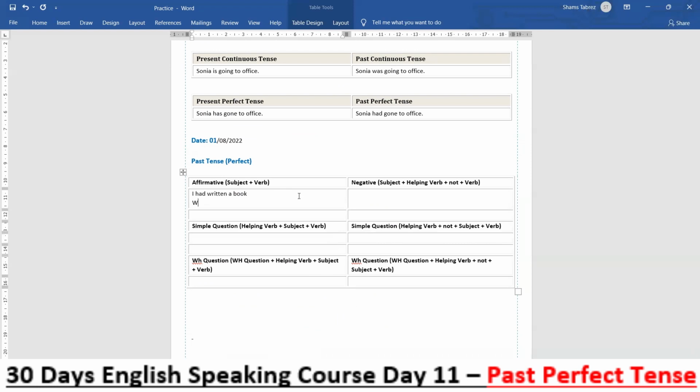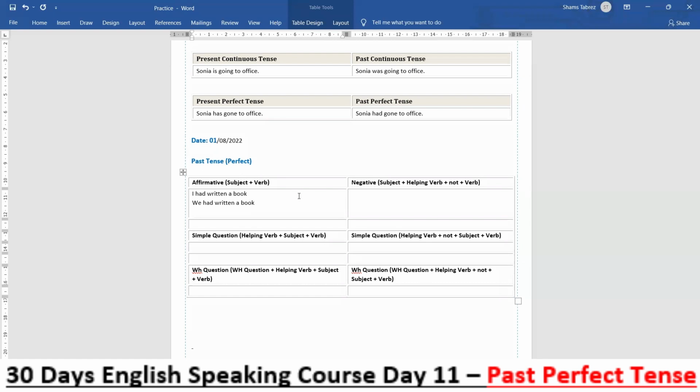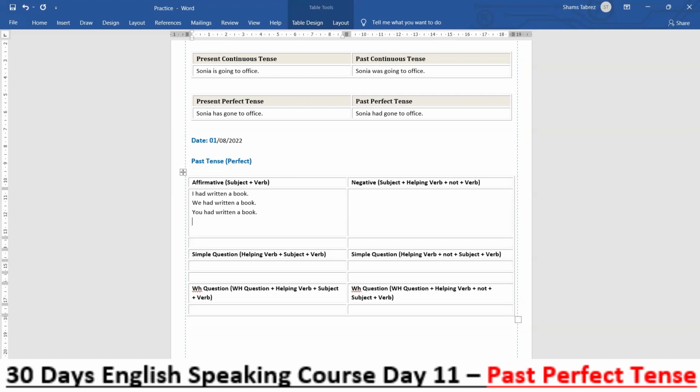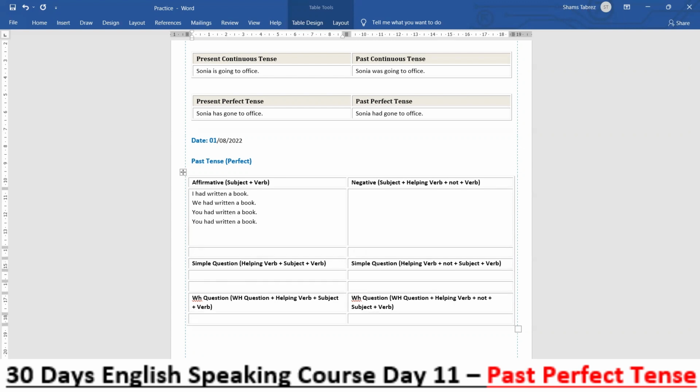You had written a book. We had written a book. It should be had, and a full stop at the end of the sentence. You had written a book, second person plural.